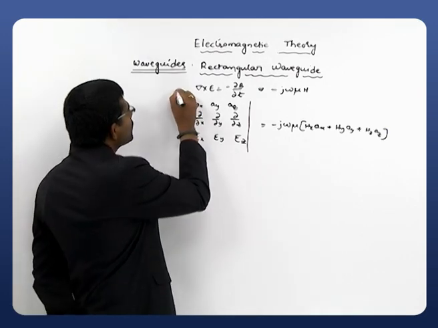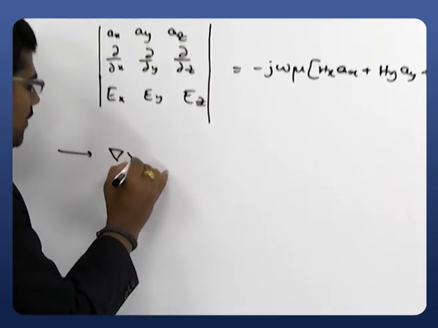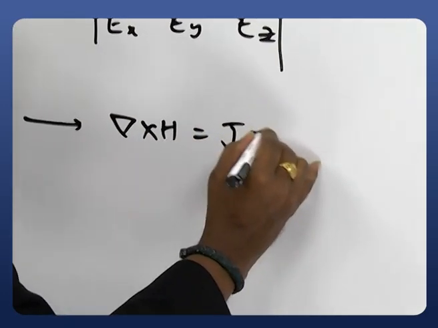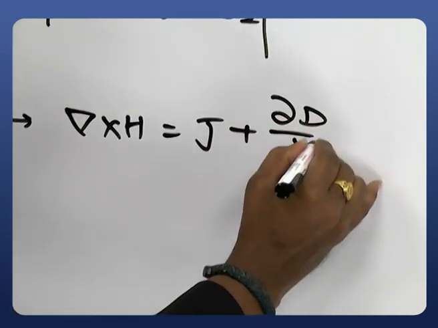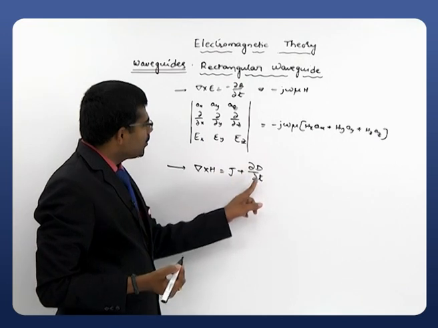Similarly, we have one more equation. This is one of the equations. The second equation, a similar type of equation, is del cross H equals J plus dou D by dou T. That is Ampere's law. So del cross H equals J plus dou D by dou T we have.